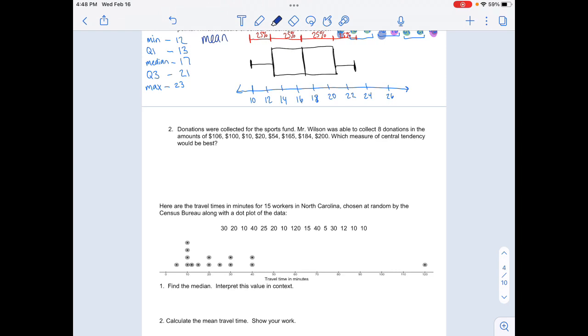We have another question here, question 2. We have donations were collected for the sports fund. Mr. Wilson was able to collect 8 donations and these amounts. Which measure of central tendency would be best? So once again, we're going to create a 5-number summary. And we are going to create a box plot.